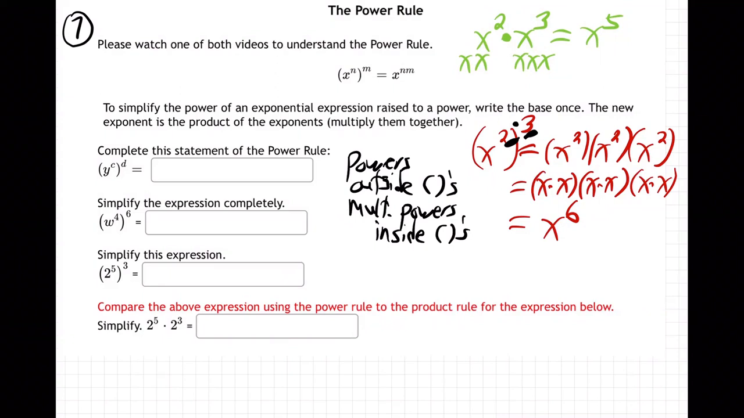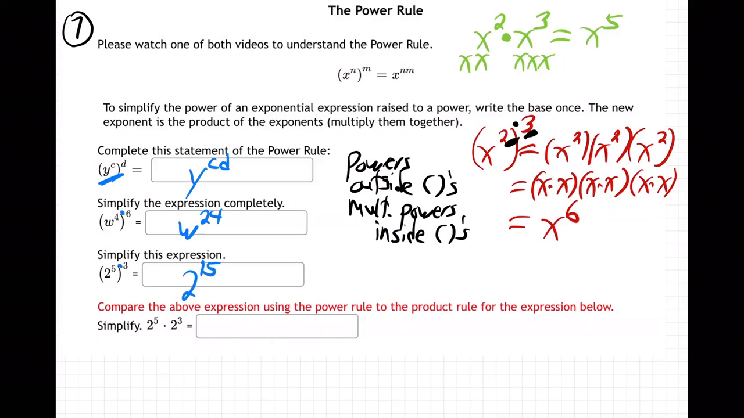So now let's use that and do it. So here we have this. What's it going to be? You're going to multiply those powers. So it's going to be y to the c times d, or you can just write cd, because when you put c and d next to each other with no symbol in the middle, it means times, doesn't it? And this one's going to be w to the 24, because I did 4 times 6. And this is going to be 2 to the 5 times 3, 15.